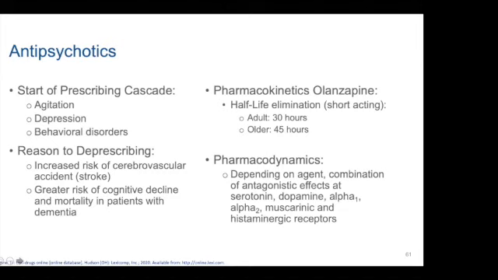The second point is that as dementias progress to the point where the patient is not only non-ambulatory, but essentially non-expressive, the psychotic manifestations become much less prominent, and you're able to taper down and off the antipsychotics.